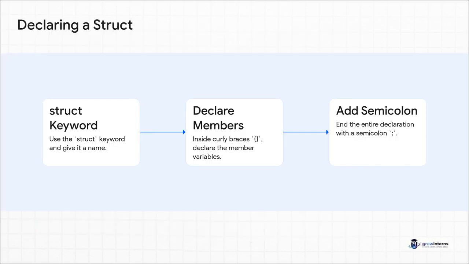And making one of these blueprints, it's surprisingly easy. Seriously. Step 1, use the keyword struct, and you give your new data type a name. Step 2, inside a set of curly braces, you just list out all the variables that are going to be part of this group. And finally, and trust me on this, everyone forgets this at first, you have to end the whole thing with a semicolon.